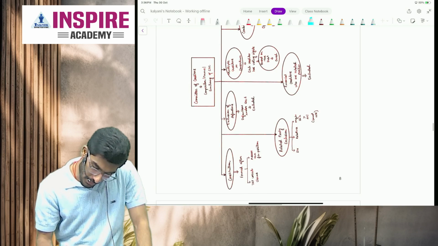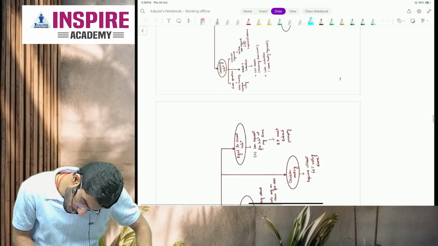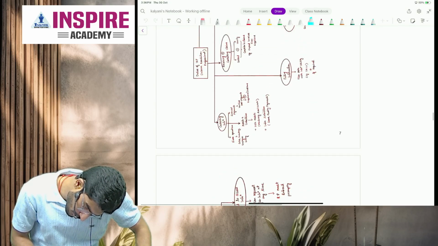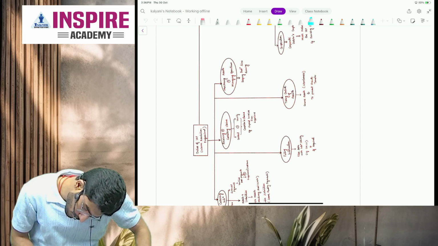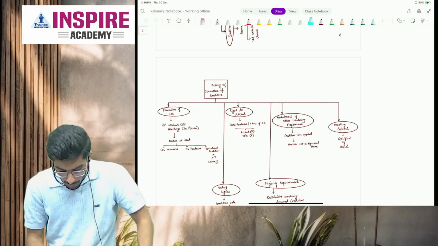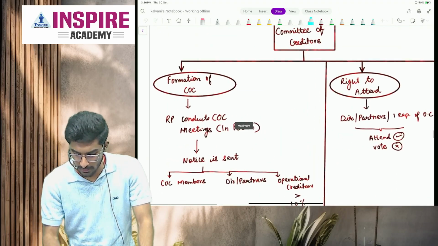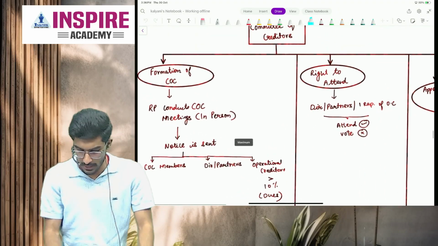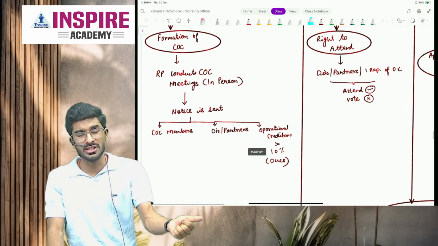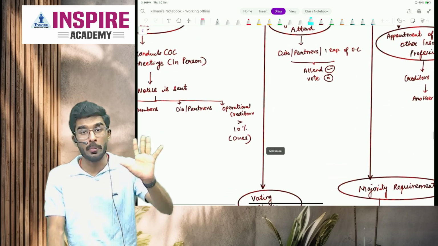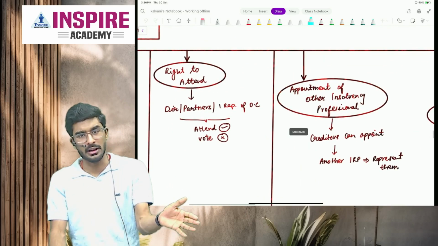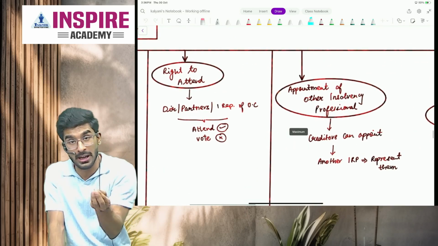Committee of Creditors composition. Now, meeting of creditors. Okay, meeting of creditors. Creditors are formed, formation of the COC. The RP conducts COC meetings in person or by video conferencing. Notice is sent to COC members, directors, partners, and operational creditors if they are owed more than 10% of dues. Next, people, right to attend. Director, partner, and one representative of the OC have the right to attend, but can they vote?